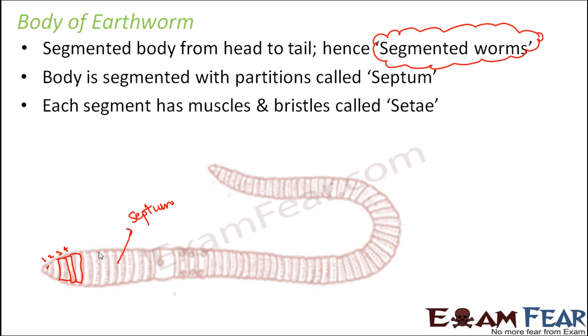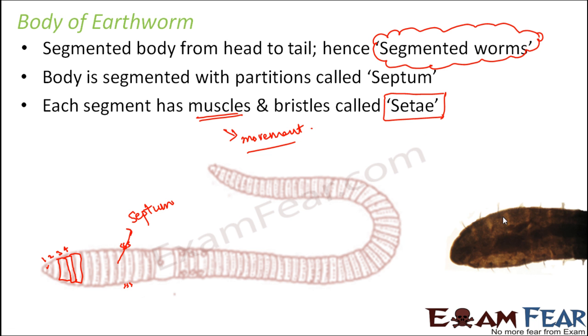When you look at each of these segments, they will have some tiny hair-like structures or tiny spike-like structures, and those structures are also muscular in nature. Since they are muscular in nature, what does that mean? Muscles help in movement. So basically these structures will help the earthworm move from one place to another. Setae is one of those structures which will help it move. When you look at it more closely, you can observe these tiny bristles here. These are the bristles.